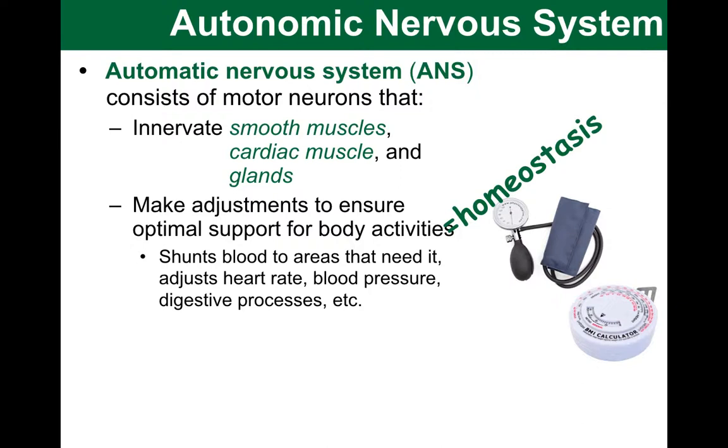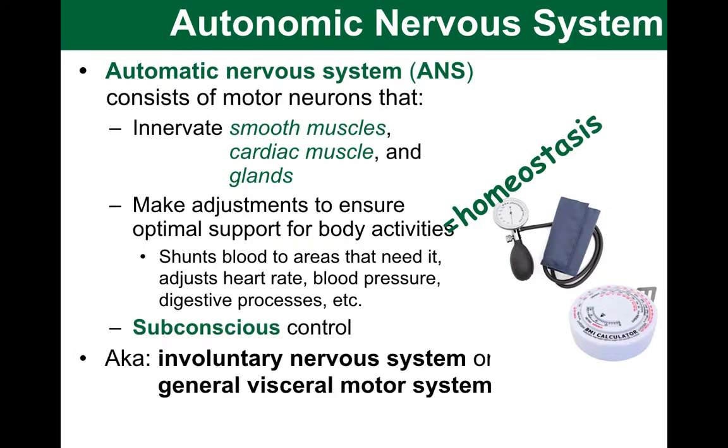Well, one more thing that I want to mention here is that this autonomic nervous system operates on a subconscious level. And because we do not have a conscious or voluntary control over it, it is often known as an involuntary branch of the nervous system, or sometimes as a general visceral motor system.